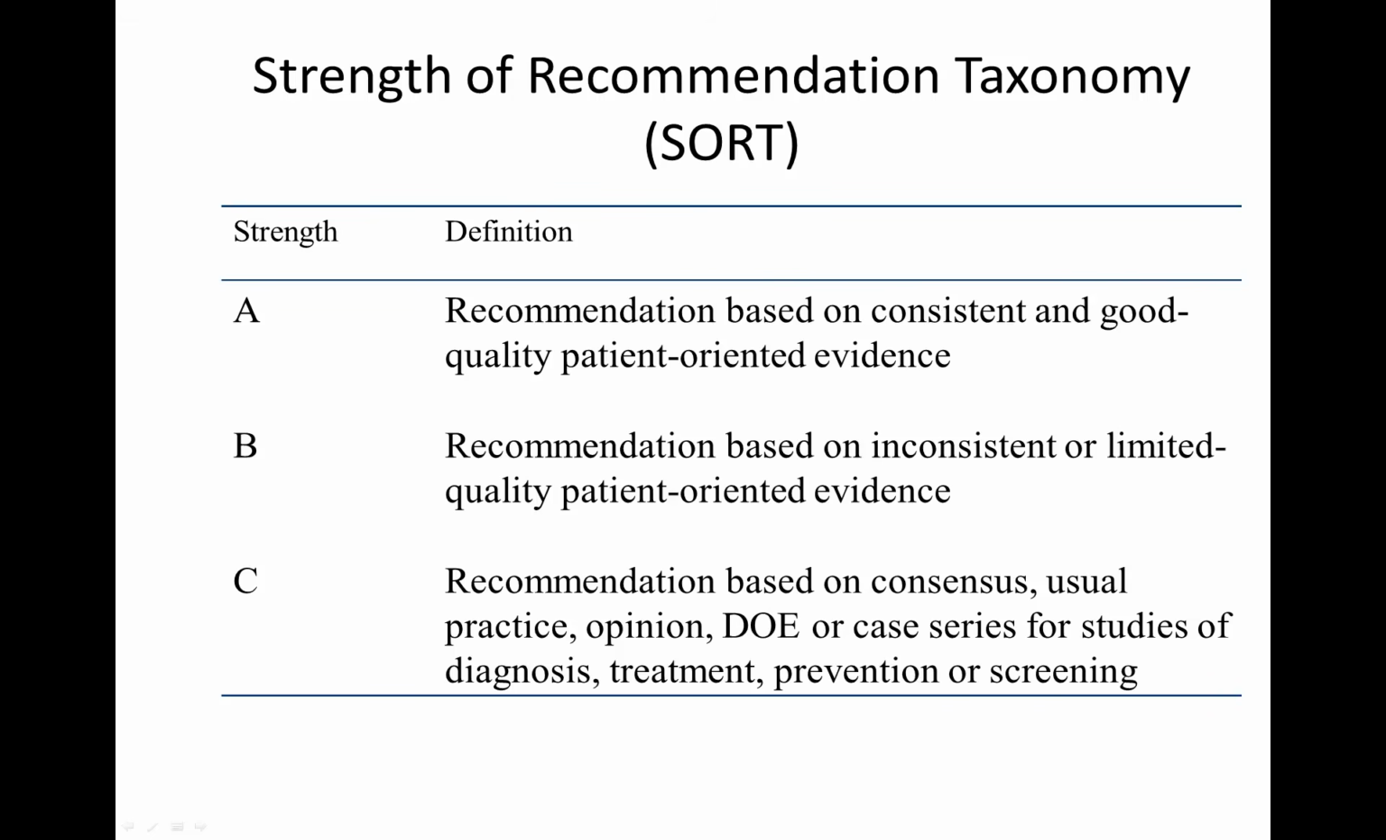The strength of recommendation taxonomy has an A, B, or C grading. The A is recommendations based on consistent and good quality patient-oriented evidence. A B is recommendation based on inconsistent or limited quality patient-oriented evidence. And grades of C are recommendations based on consensus, usual practice, opinion, disease-oriented evidence, or case series.